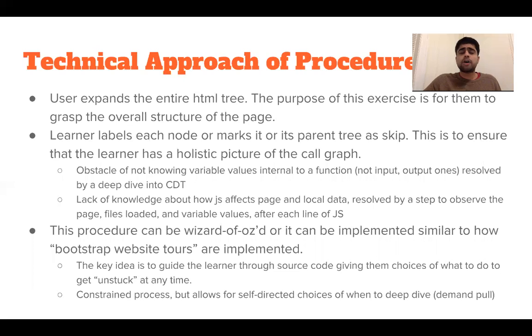And lack of knowledge about how JavaScript affects the page visuals is another obstacle we ran into, and how it affects local data. That's resolved by having the learner reminded frequently, when they step through code in CDT, to look at the files that are loaded after every line executed, to look at the variable values changed, and most importantly, to look at how the web page has changed after each line. And that's where we get some specific obstacles resolved.